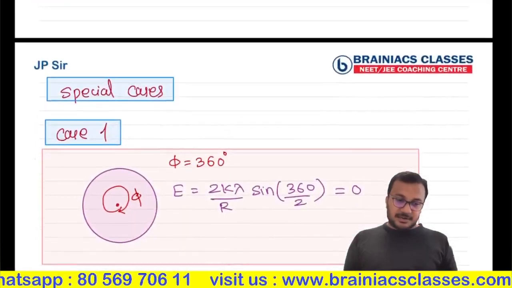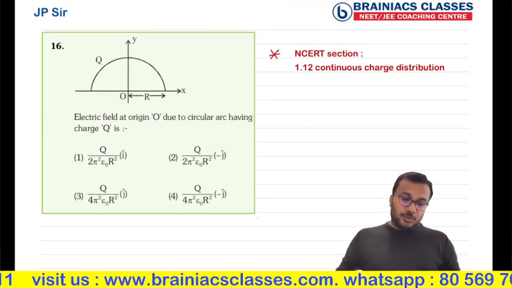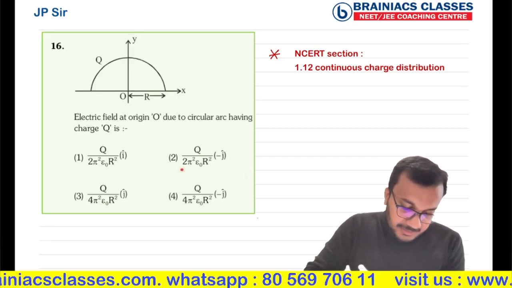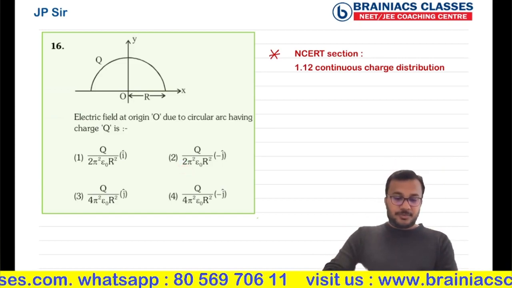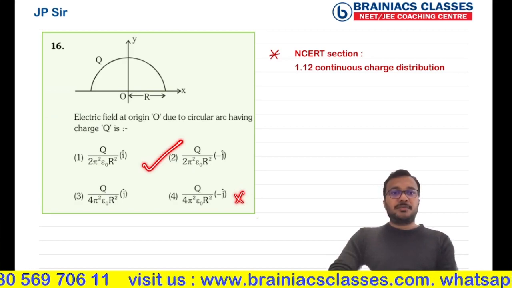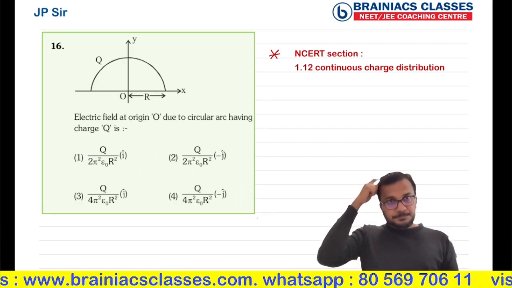Let me check whether the option I have written is correct. Option number 2. Yes, option number 2 is minus j. We have two minus j options, but denominator 2 is correct, 4 is wrong. So option number 2 is the correct answer: Q divided by 2 pi square epsilon 0 r square. Important.